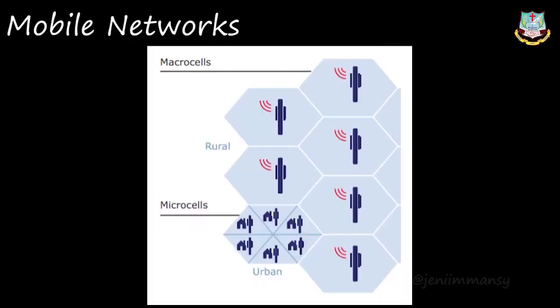The next one is mobile networks. A mobile network, or cellular network, is made of a large number of signal areas, which we call cells. These cells join to form a large coverage area.